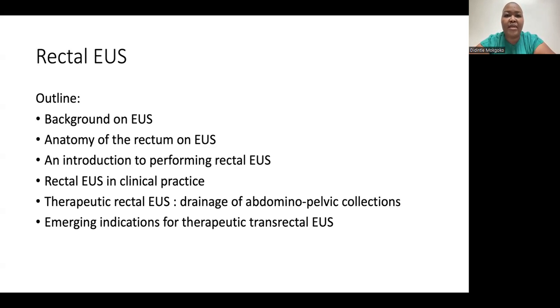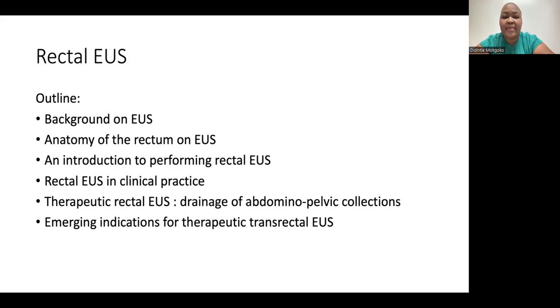So that's a little bit of what our plan for today is going to be, an outline of our talk. I'm going to go a little bit over some background on endoscopic ultrasound as a modality, as a diagnostic and therapeutic tool. We'll go through the anatomy of the rectum and what you're actually looking at on endoscopic ultrasound, so it looks a little less like shades of gray and black and white. Then I want to talk to you about an introduction to performing rectal EUS, what to actually physically do if you're at the bedside and you want to start performing rectal EUS.